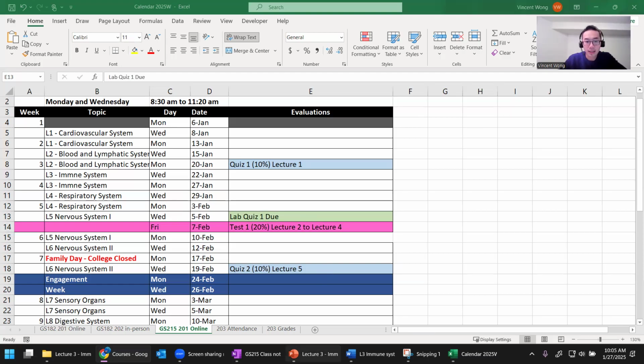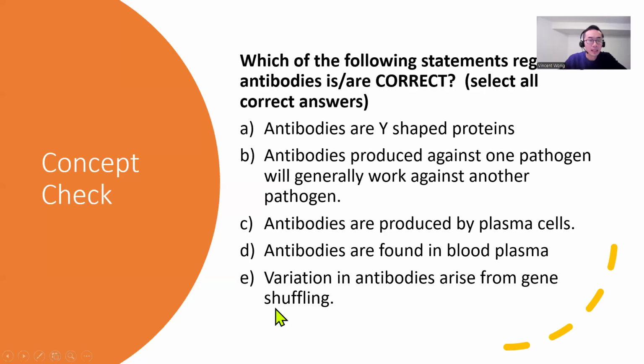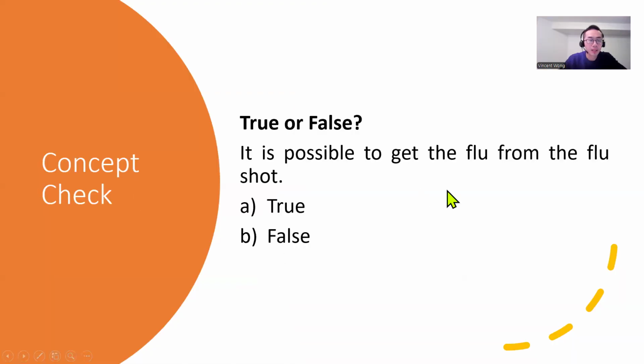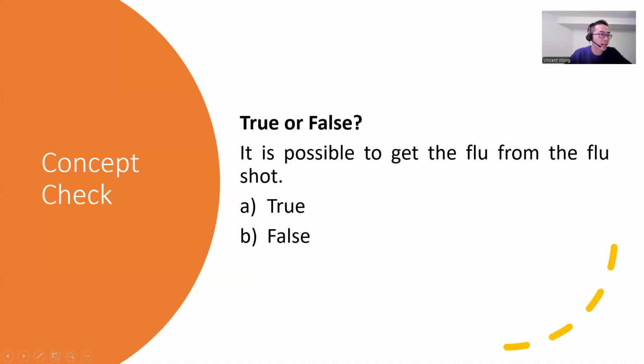Already. Let's go back to our PowerPoint here. Now, we did the antibody production. We're going to talk about vaccines in a bit, but there are a lot of misconceptions about vaccines out there, and we have people who don't believe in vaccines because of some of these misconceptions. So I just want to see what you guys think about these questions.